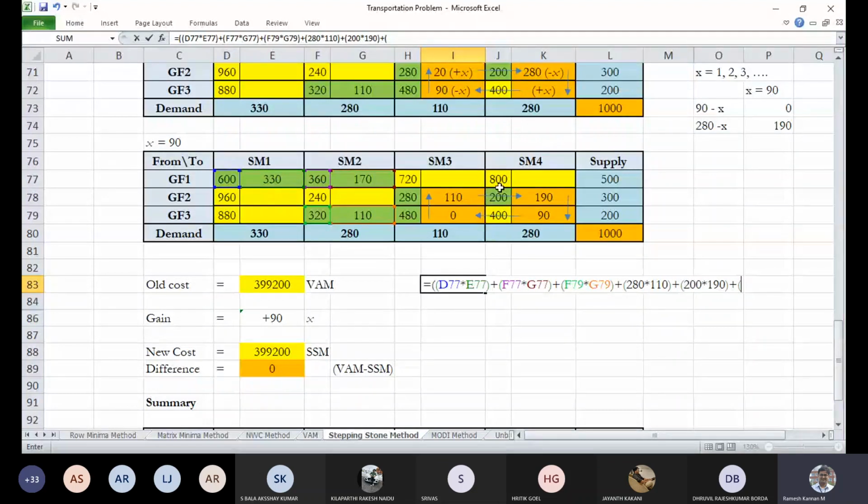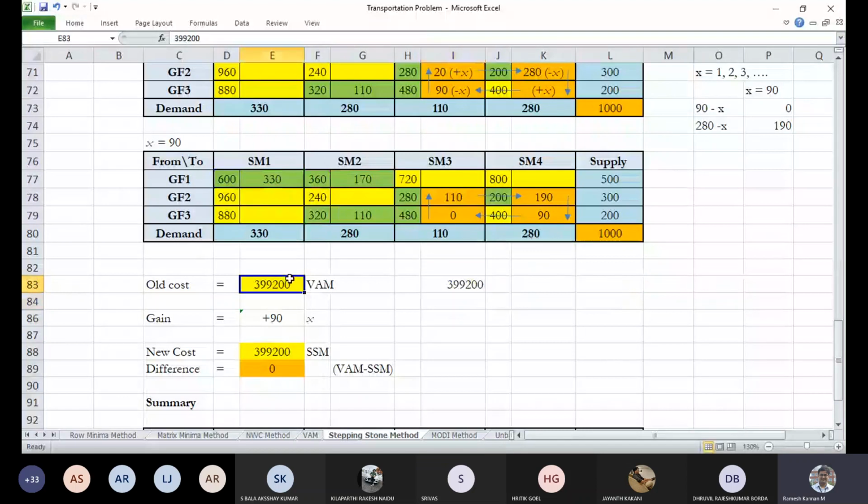Then 400 into 90, and that will become 3,99,200. Which means we almost got the value from VAM itself. So we don't get a better solution than VAM. VAM itself has provided us an optimal basic feasible solution, which means the initial basic feasible solution obtained using VAM is the optimal solution, right? Sometimes there might be a case where you get a lesser value, so we will take a look at that in subsequent lectures.